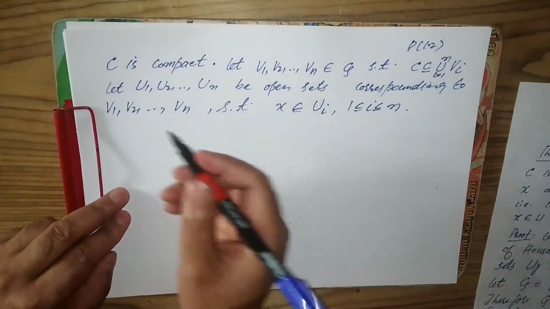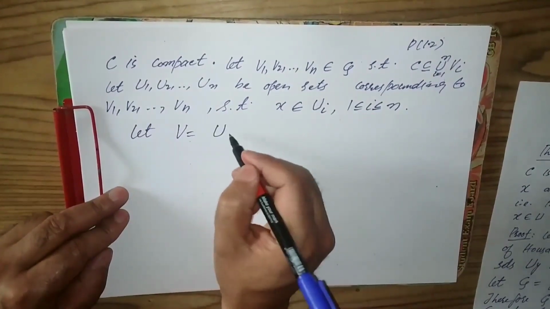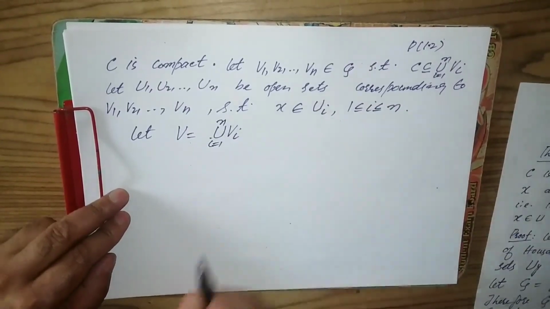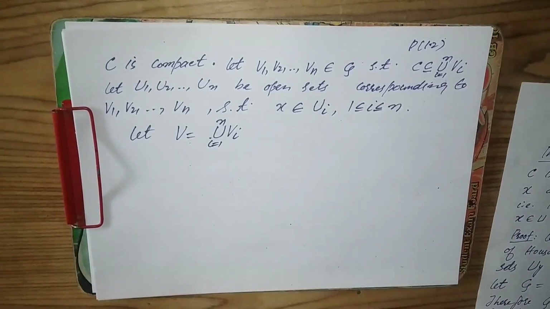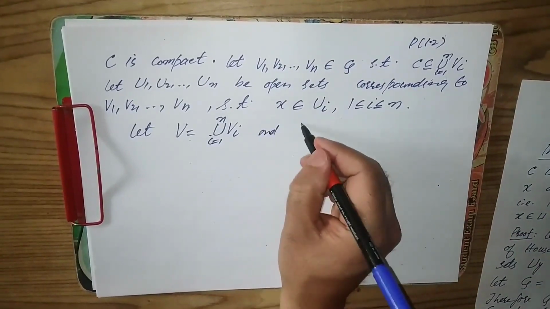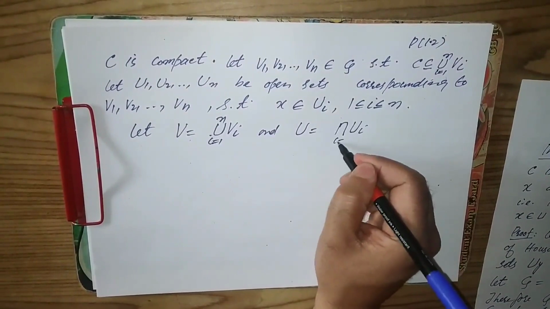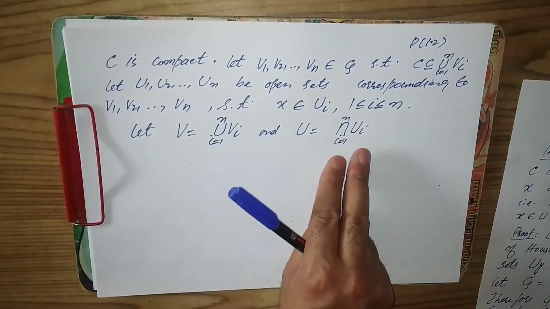So let V be the union, i runs from 1 to n. Then V is open because it is the finite union of open sets. It's open because union of open sets is again an open set. And let's take this U, which is equal to the intersection of Ui, i runs from 1 to n. It's an open set. V and U are open sets, because the finite intersection of open sets is again an open set.